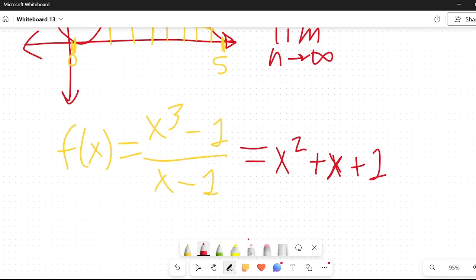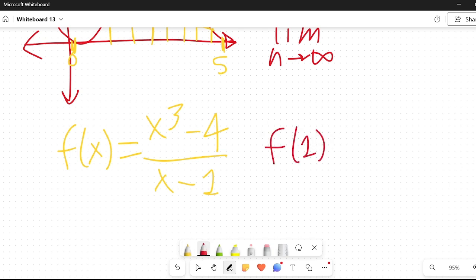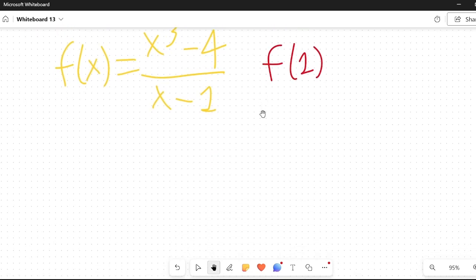Essentially, let's say we aren't given this. In this case, we can easily simplify. But let's say we're given something like this, and now we're asked to find f of 1. Currently, we don't have the tools to evaluate that, because if we evaluate 1 under here and do 1 minus 1, that's 0, and we can't divide by 0. So how we're going to evaluate a limit is we're going to use the easiest approach.